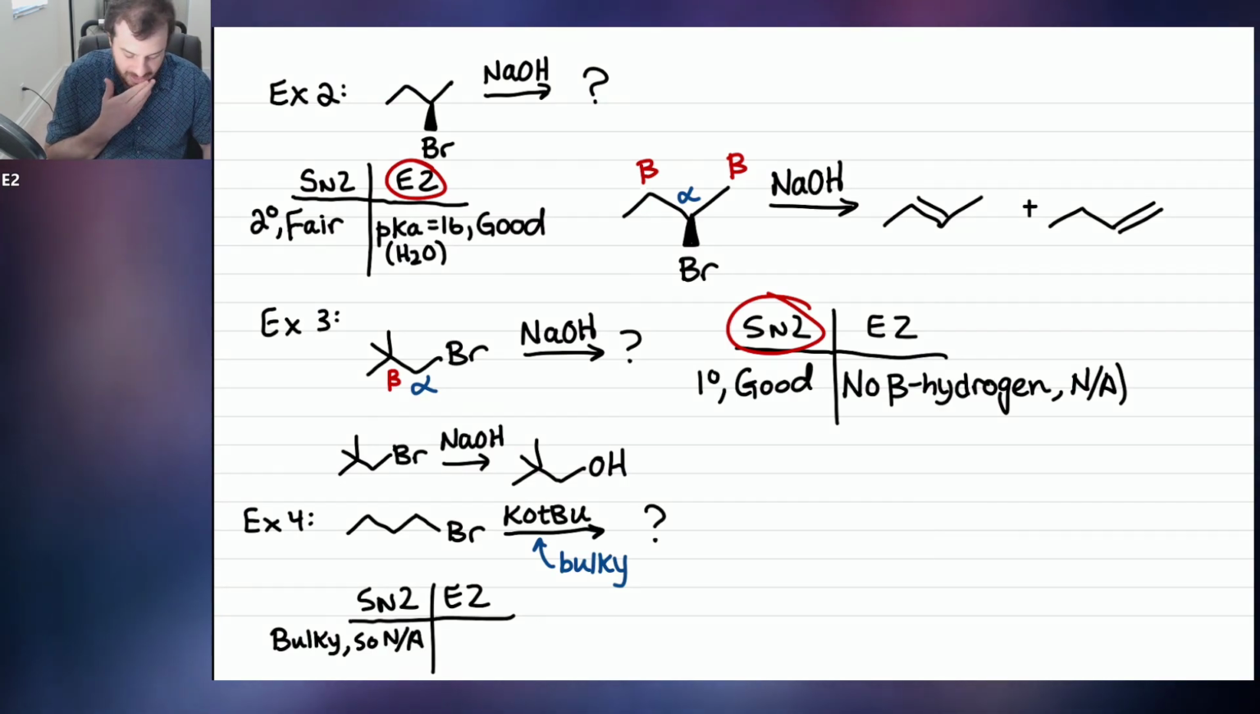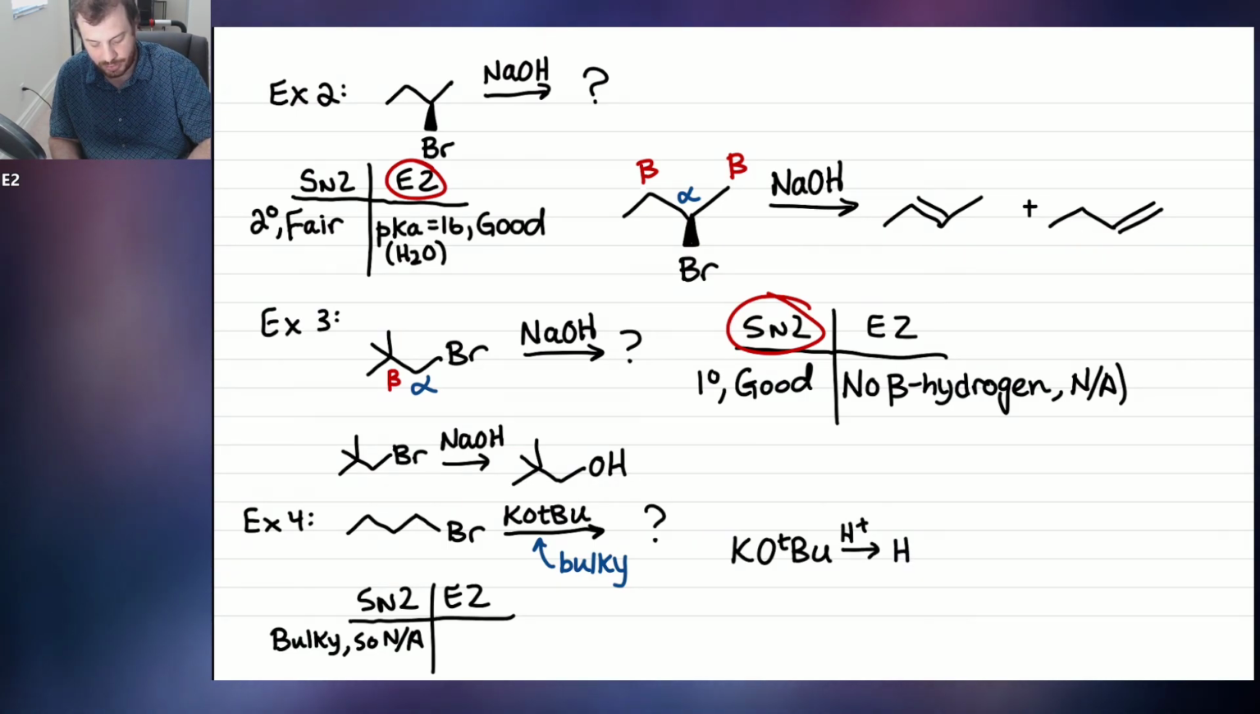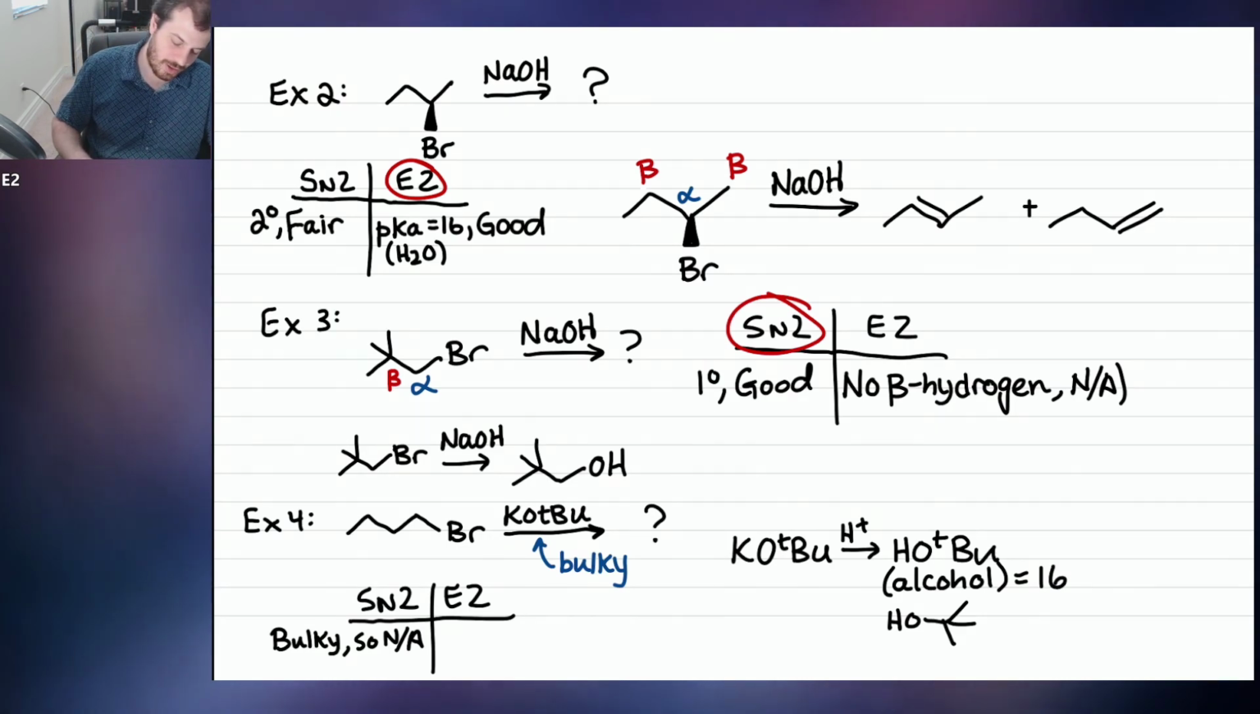All right. And then E2, well, we need to look at the conjugate acid of KOtBu. So KOtBu has a conjugate acid, when you add an H plus, of HOtBu, and that is an alcohol. All right, that has the structure that looks like this. And alcohol, if you look at your pKa table, has a pKa of 16 also, just like water.